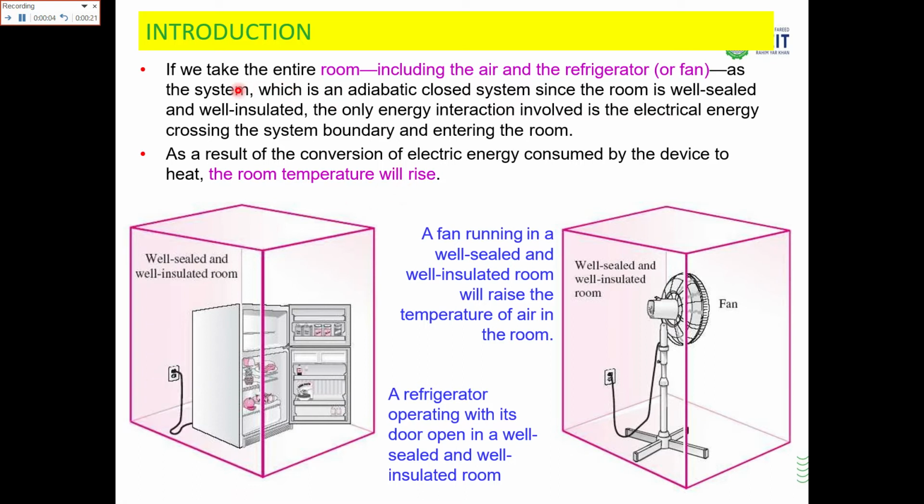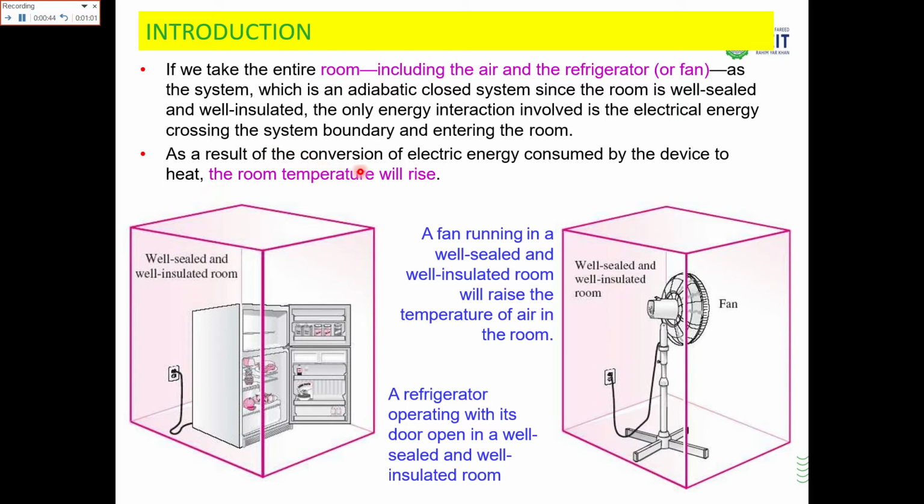Now if we take the entire room including the air and the refrigerator or fan as a system, this whole scenario is considered as system 1. This is also a system which is an adiabatic closed system, since the room is well sealed and well insulated. The only energy interaction involved is the electrical energy crossing the system boundary and entering the room. Like from this plug, only the electrical energy is coming into the refrigerator. From outside, there is no heat and work that is crossing the boundary. Similarly, in this example also.